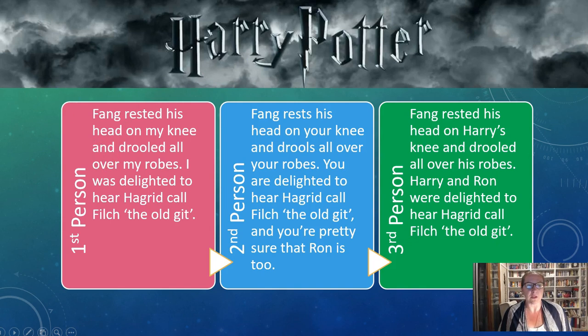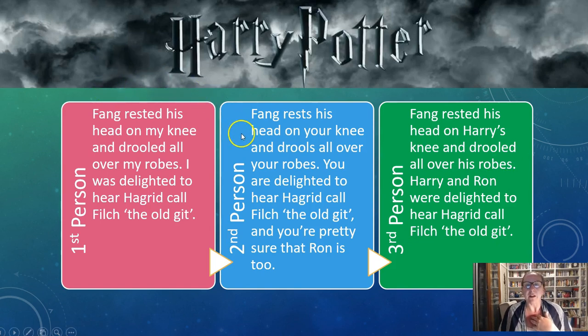So in first person we say, Fang rested his head on my knee and drooled all over my robes. I was delighted to hear Hagrid call Filch the old git. Now if I do this, I miss out on Ron's point of view. And so the story becomes narrowed because it's just about me, Harry.